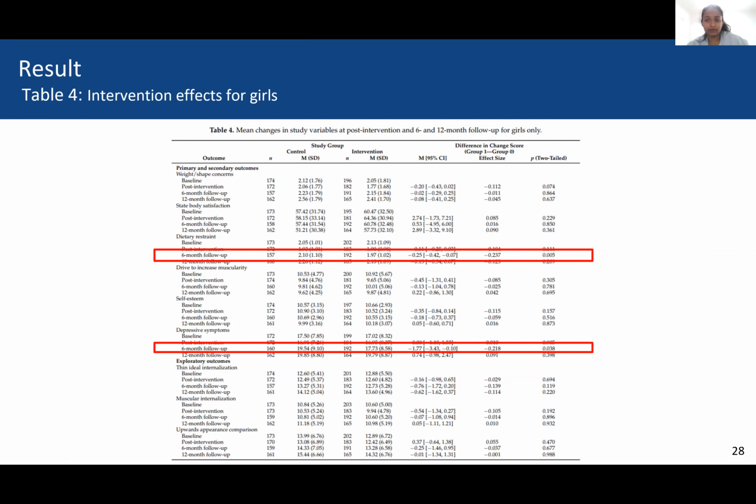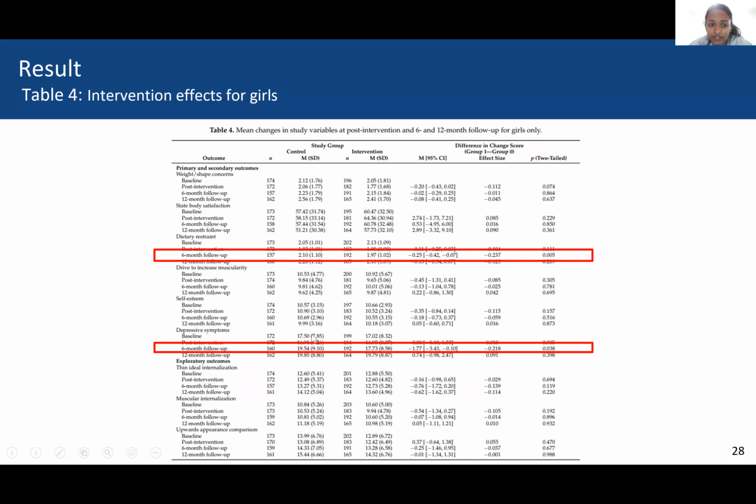The authors did analysis separately for girls and boys also. For girls, 2 significant group by time effects emerged. First, you can see that the control group showed a slight increase in dietary restraint from baseline to 6-month follow-up. The intervention group exhibited reduced symptoms. The second was that the increase in depressive symptoms experienced by the sample overall from baseline to 6-month follow-up was weaker for the girls in the intervention group as compared to the control group.